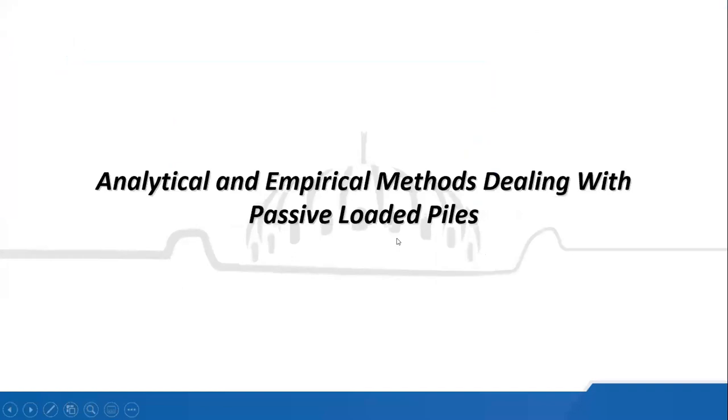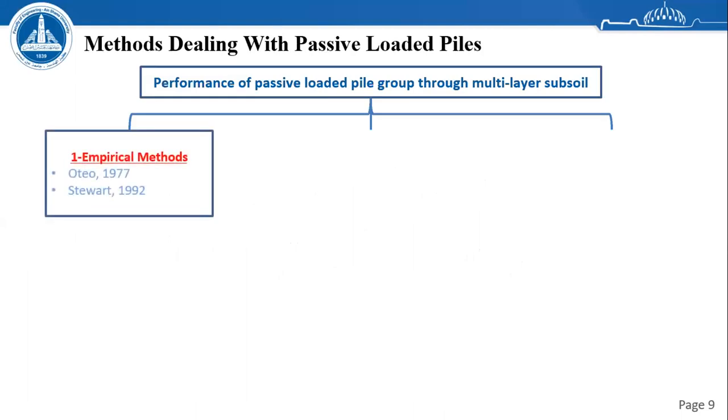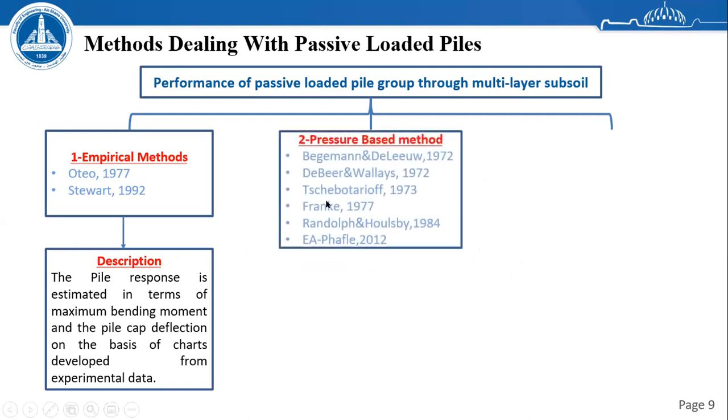Let's start to talk about the analytical and the empirical methods dealing with the passive piles. These analytical and empirical methods can be used in the preliminary assessment of the maximum bending moment on the passive piles and the maximum displacement. First, we will start with the empirical methods proposed by Stewart, in which the maximum moment and the maximum displacement can be estimated from design charts developed from experimental data, or we can use pressure-based methods. Pressure-based methods started by Ito and Matsui and ended by the German recommendation proposed by EA-Pfähle in 2012.